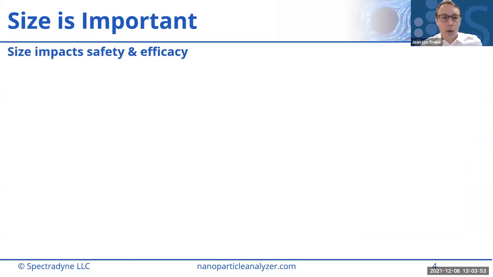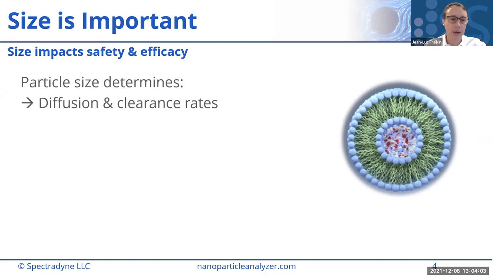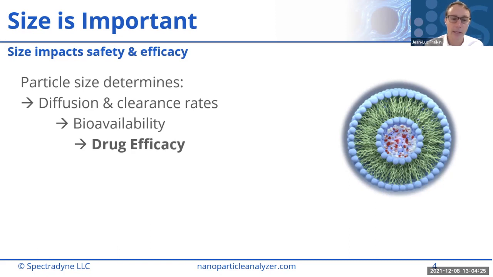So why is size important? We've got size and concentration. Size directly impacts the safety and efficacy of a nanoparticle-based therapeutic. In the first way, particle size determines diffusion rates of the particle and the clearance rates in a biological system, right? How quickly they get cleared out of the organism. And those are essentially the bioavailability of the particle and the therapeutic that you're hoping to deliver with the LNPs. And that itself is strongly impacting the drug efficacy.